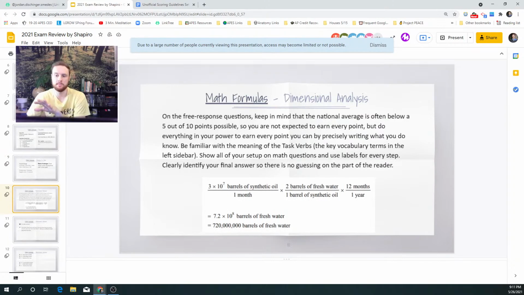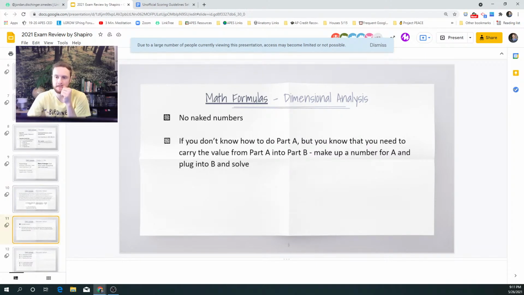Okay, here's some dimensional analysis. If you're interested in learning more about how to set it up, you can, but you don't have to. You can also not use dimensional analysis as long as your setup makes sense, and you can earn points. I like this one: no naked numbers. Don't leave your numbers naked. Don't leave your independent and dependent variables naked. Support them with a little detail on either side, right? Give your numbers a label.